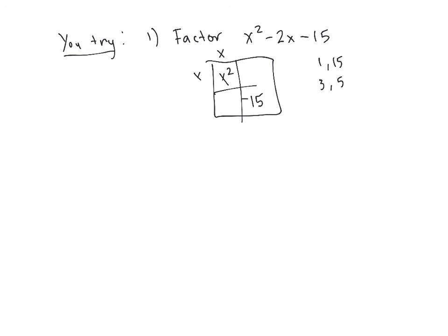All right, so hopefully you saw that the only options here are 1 and 15 and 3 and 5. Again, one's going to be positive and one's negative, so I picked 3 and 5. I'd have a negative 5 and a plus 3. So minus 5 and plus 3 is going to make it work here. Again, negative 5x and a plus 3x is going to combine to negative 2x. So my answer would be x minus 5 times x plus 3.